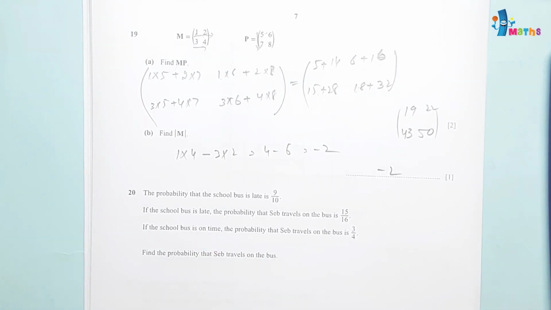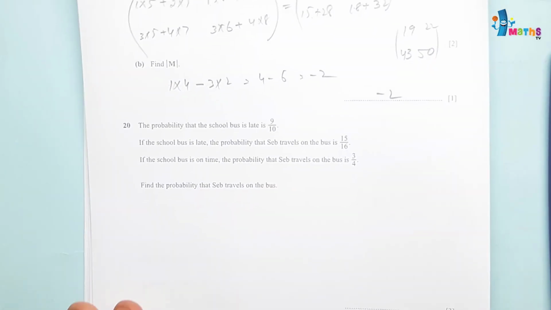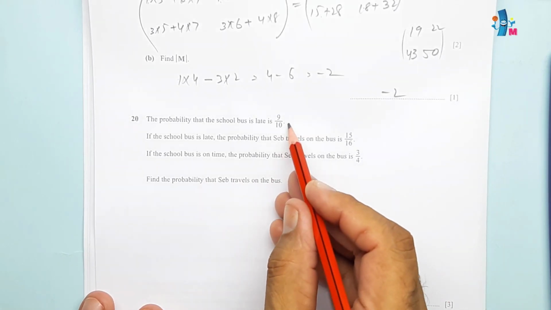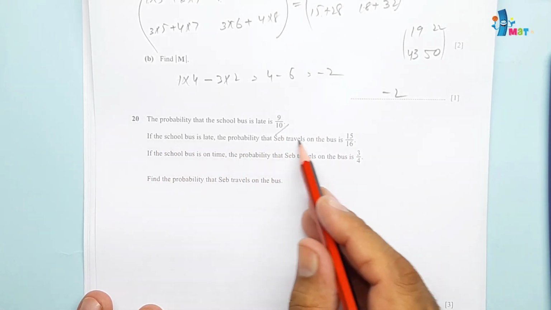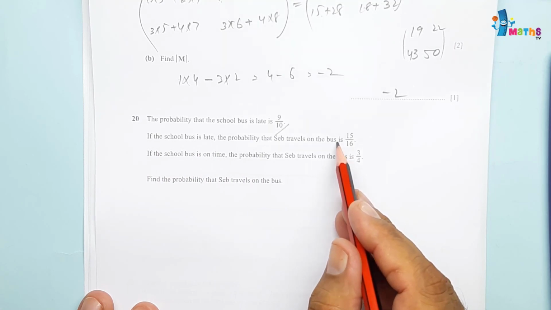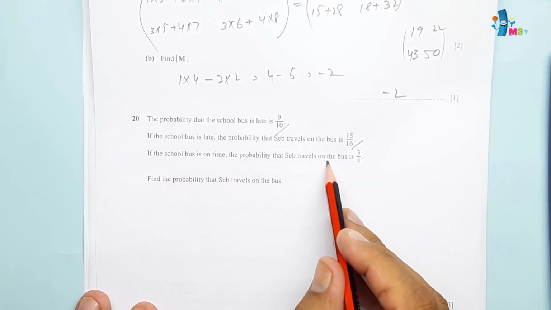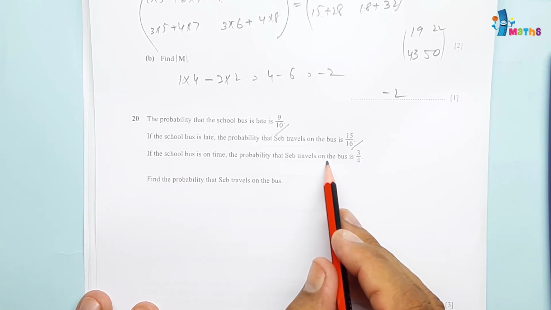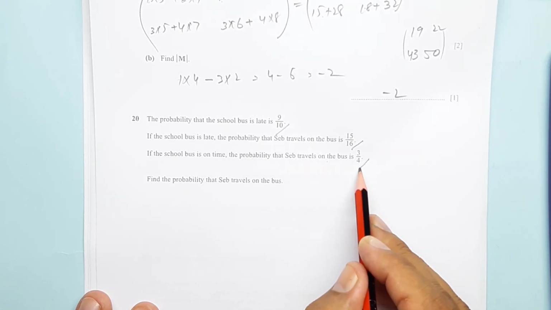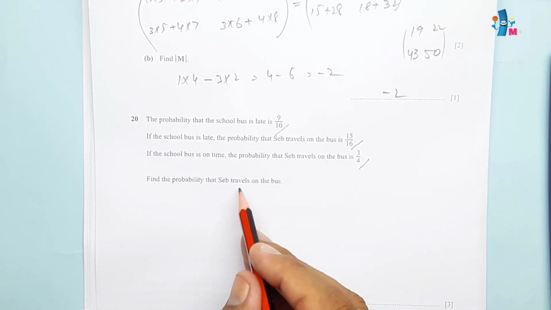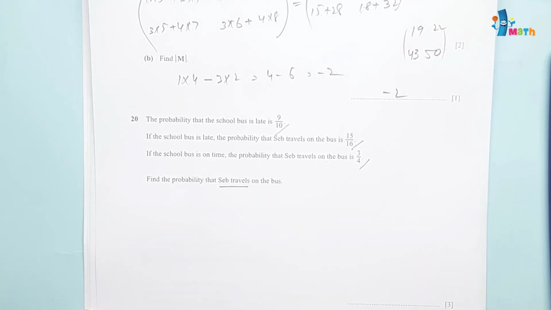Question number 20. The probability that the school bus is late is 9 by 10. And if the school bus is late, the probability that Seb travels on the bus is this one. The school bus is on time. The probability that Seb travels on the bus is this one. So we have to find the probability that Seb travels on the bus.